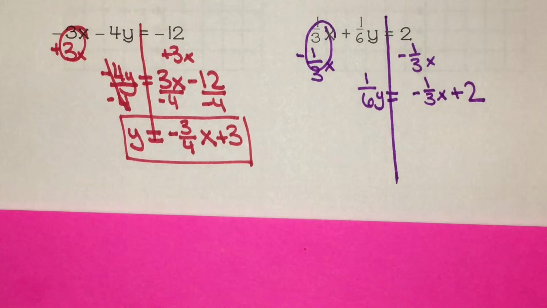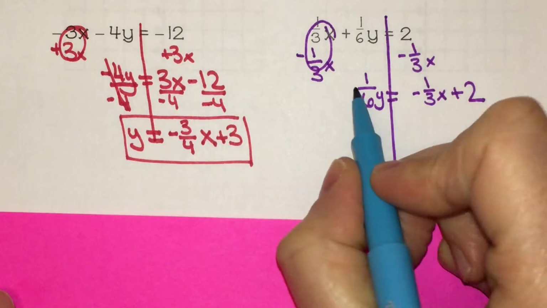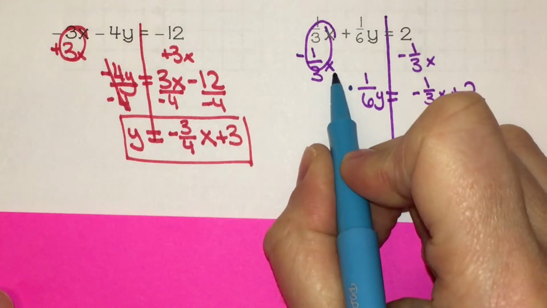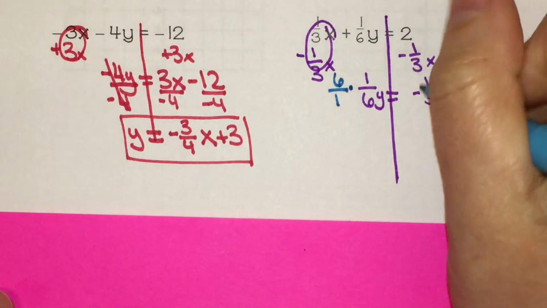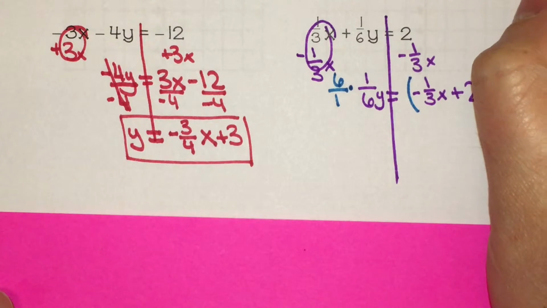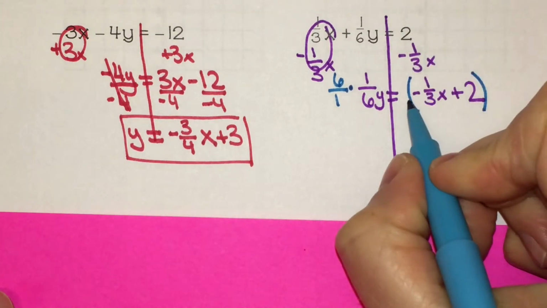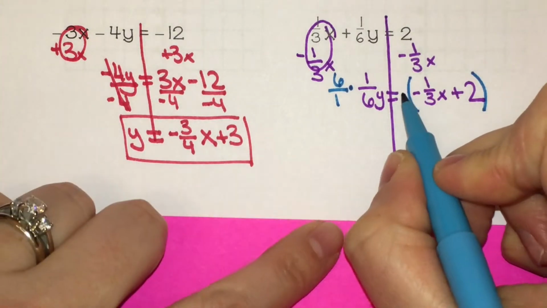All right, this is where you need to remember. Well, y is being multiplied by 1/6. So technically, the opposite operation is to divide both sides by 1/6. But when you divide by a fraction, you actually multiply by the reciprocal. So I'm going to multiply both sides by the fraction flipped over. Because this side has 2 terms, I multiply that entire side, everything, by the fraction flipped over.